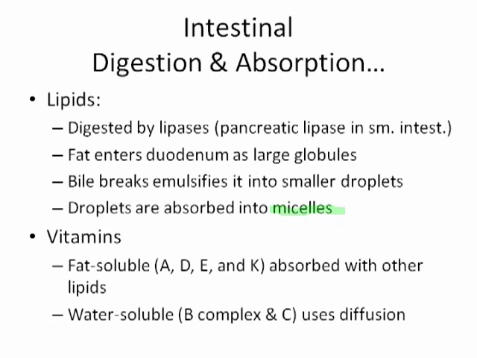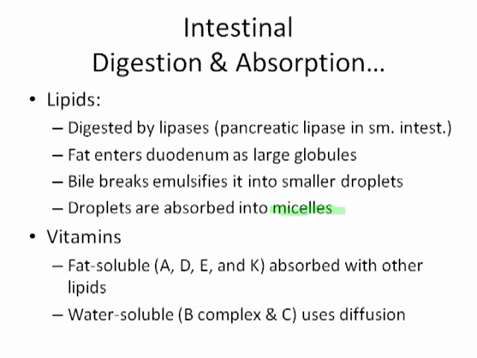Your water-soluble vitamins, your B complexes, your Cs, they're going to use diffusion to go right on in. And that's going to happen all along, especially within your minerals, all along the length of the small intestines. Water is going to be absorbed as well all along there. Keep in mind, you start with about 9 liters of water as it enters into the small intestines.